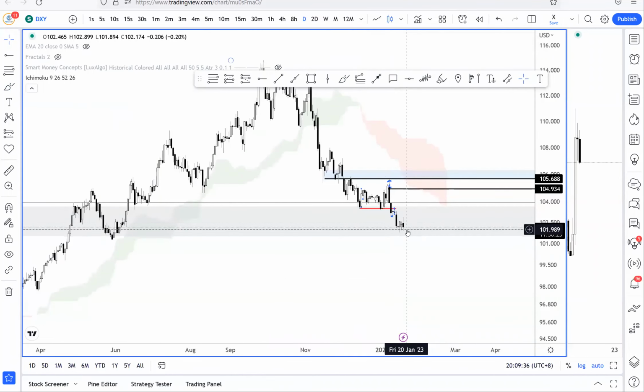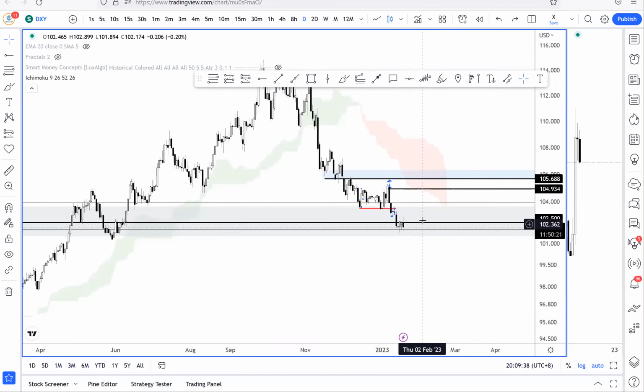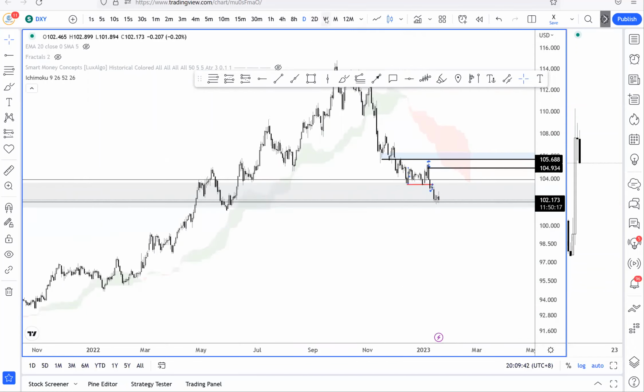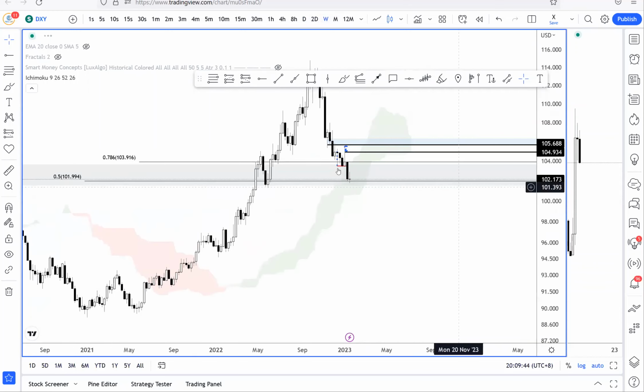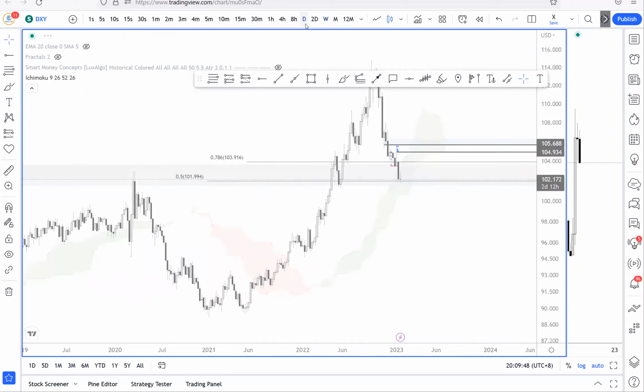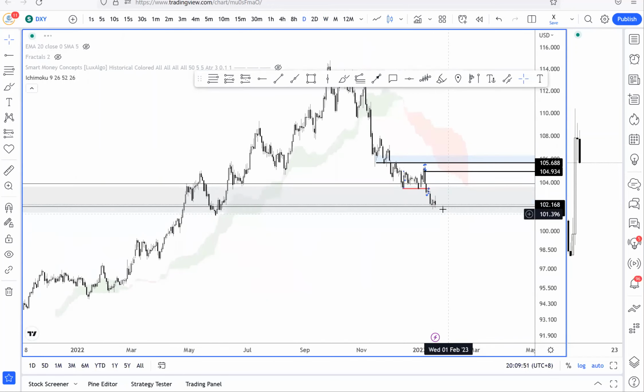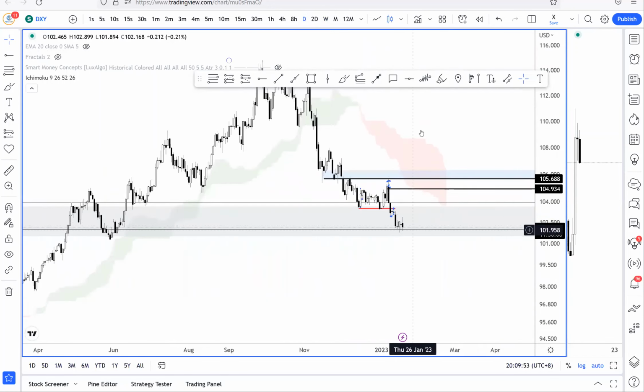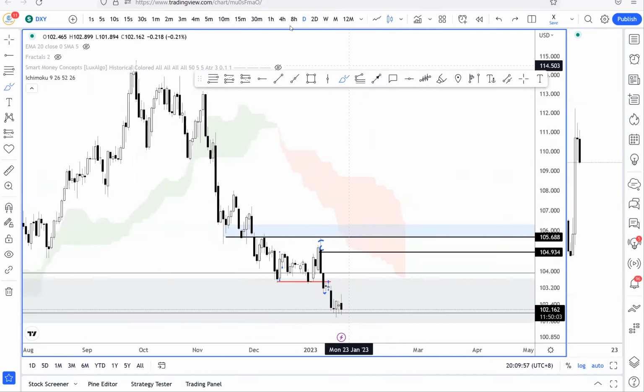Let me just remove this. So this is just a gauge of it, but you can see that this is the monthly support area. Basically, this whole region that was the previous resistance turn support area here. So this is the area to watch, right? So when we are on the daily time frame, you can see that right now prices are testing the 50% retracement. We're also seeing some smaller sideways movement.